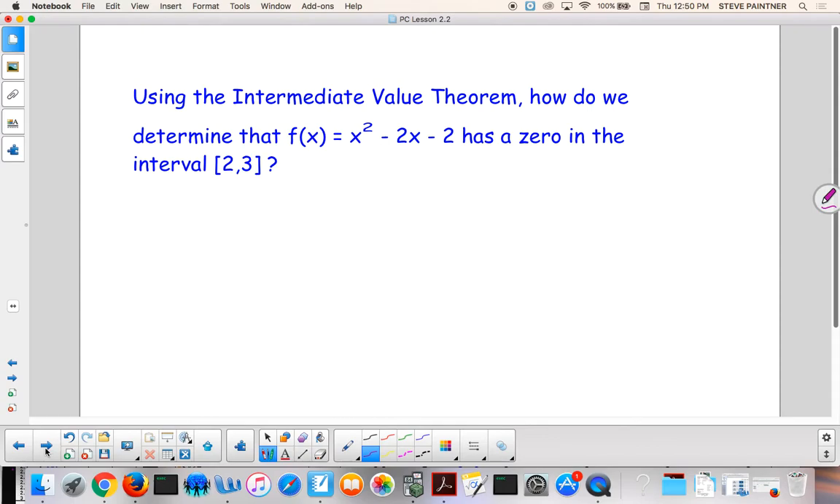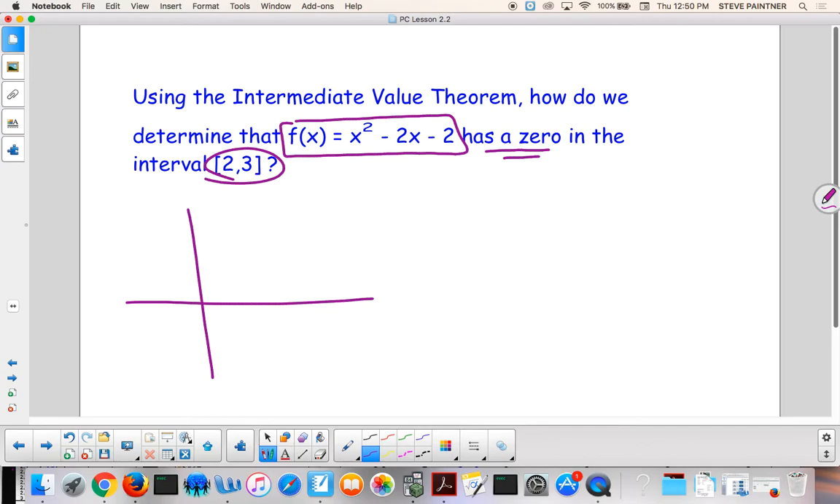Use the intermediate value theorem. How do we determine if this function has a 0 in the interval 2 to 3? Now, when I say interval 2 to 3, I'm talking between x is 2 and x is 3. 1, 2, 3. How would I know there is a 0 between 2 and 3? Plug them both in.